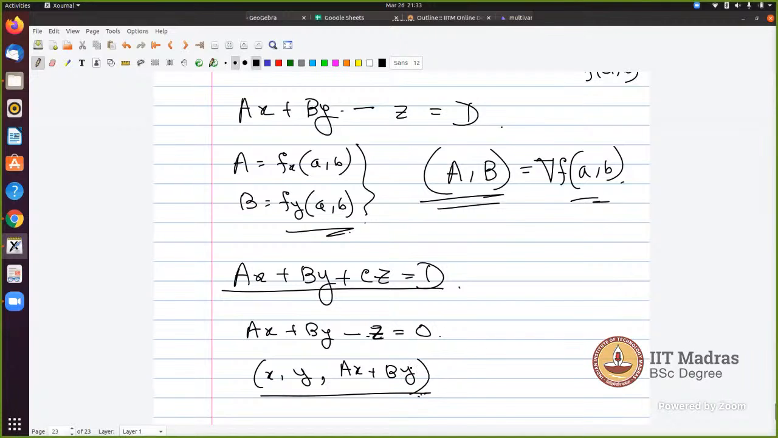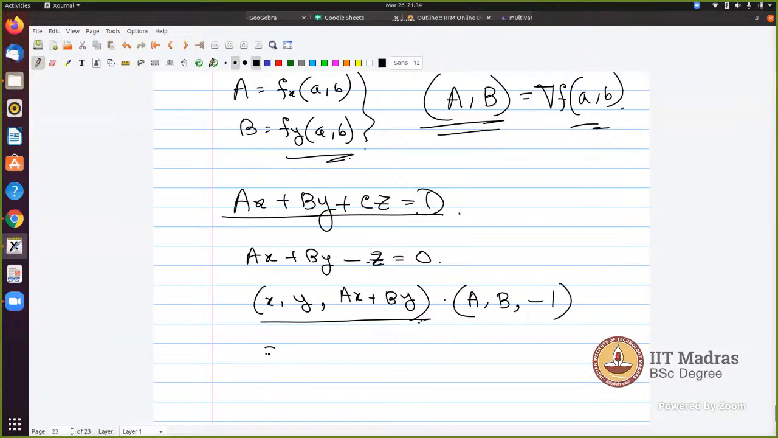Now if you multiply it with the vector which is a comma b comma -1, you will get 0. So these two are perpendicular to each other, right? That's what you are saying. Yes. So what is the problem there?